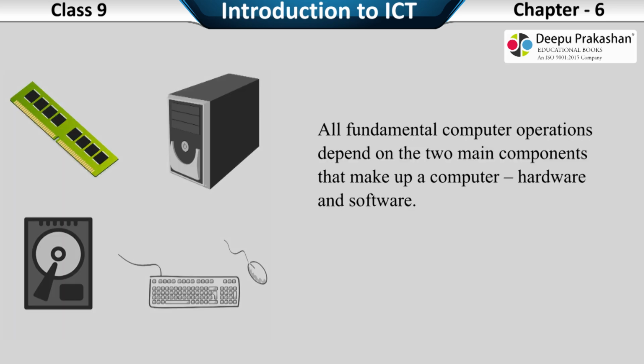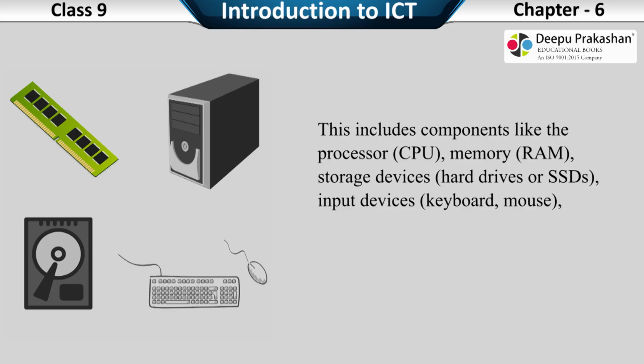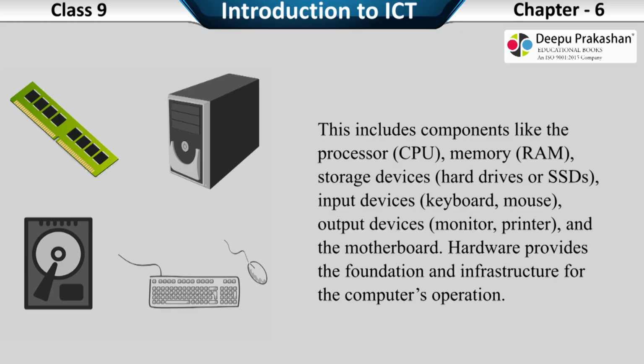Computer hardware and software. All fundamental computer operations depend on the two main components that make up a computer: hardware and software. Hardware refers to the physical, tangible parts of a computer system that you can see and touch. This includes components like the processor (CPU), memory (RAM), storage devices (hard drives or SSDs), input devices (keyboard, mouse), output devices (monitor, printer), and the motherboard. Hardware provides the foundation and infrastructure for the computer's operation.